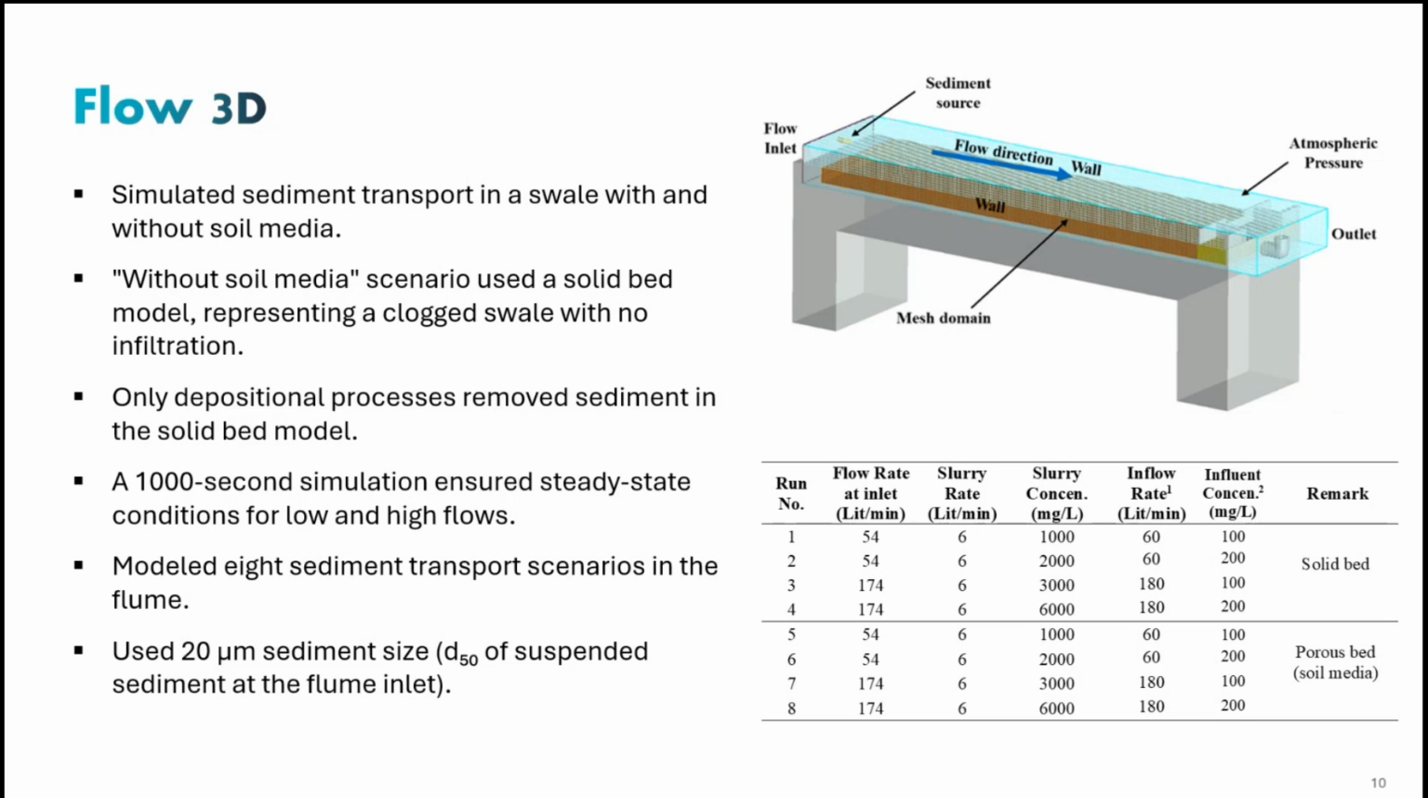We ran 8 different scenarios, 4 of them with a solid bed and the other 4 with the porous bed. We look at 2 different scenarios in terms of the flow rate: the low flow rate around 60, and the other one 180, for both of them. And then we look at 2 different sediment concentrations, sediment loadings, 100 and 200. So overall, 8 different scenarios. Next slide, please.